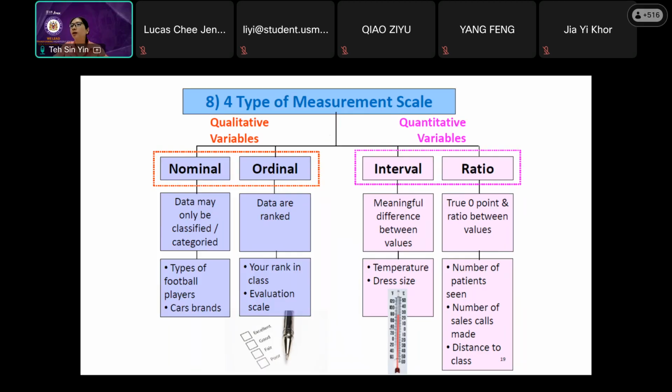Okay. Now, let me answer some of the questions in the chat box. Just now, there's one question: can we say that ratio scale is most powerful because it allows all mathematical operations? Sure. It is not powerful, but we call it the highest level of measurement scale. Nominal is the lowest measurement scale. Ratio is the highest measurement scale.